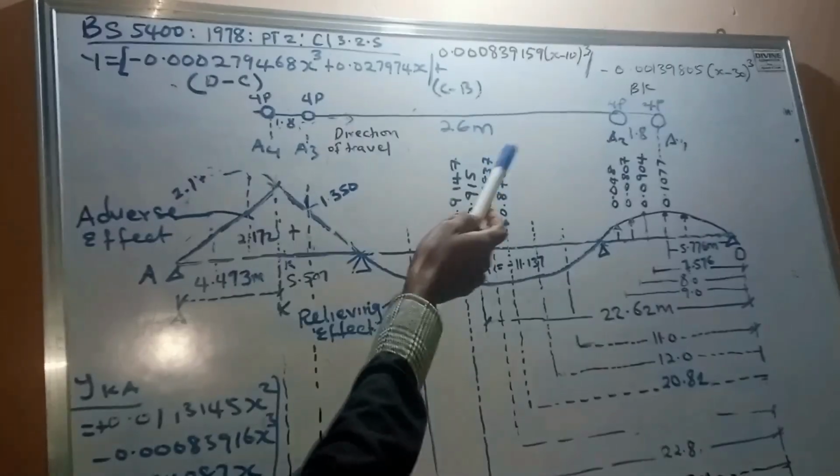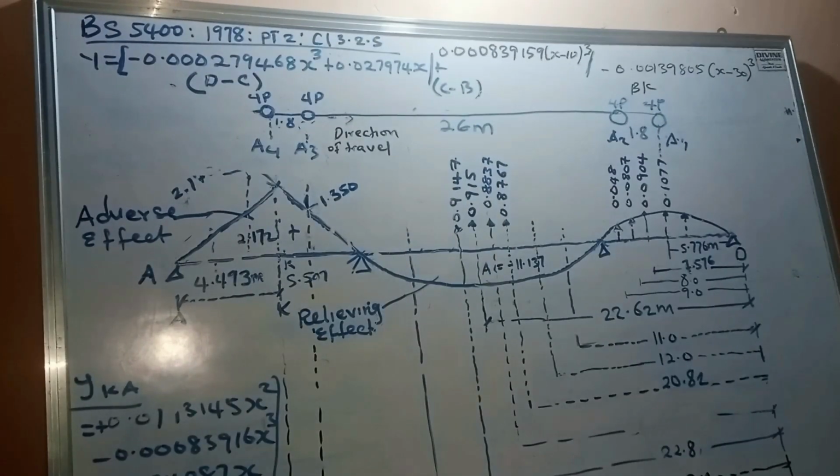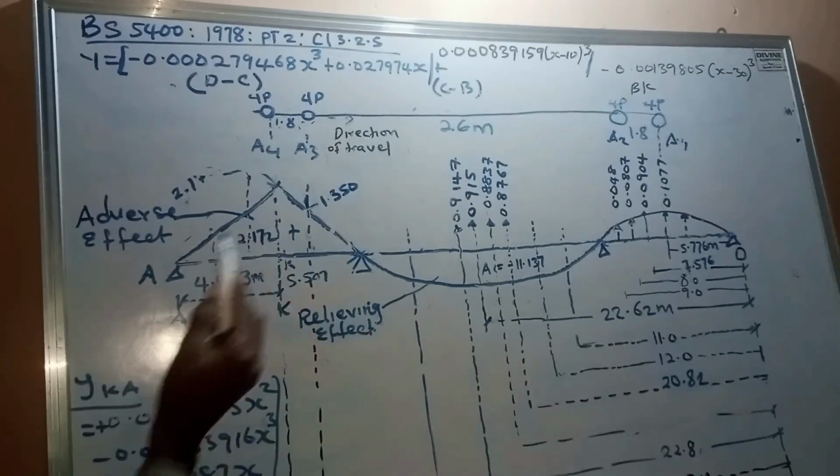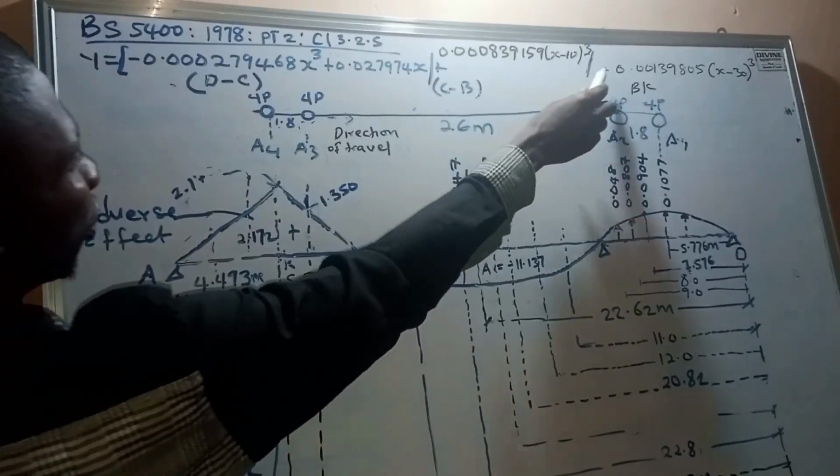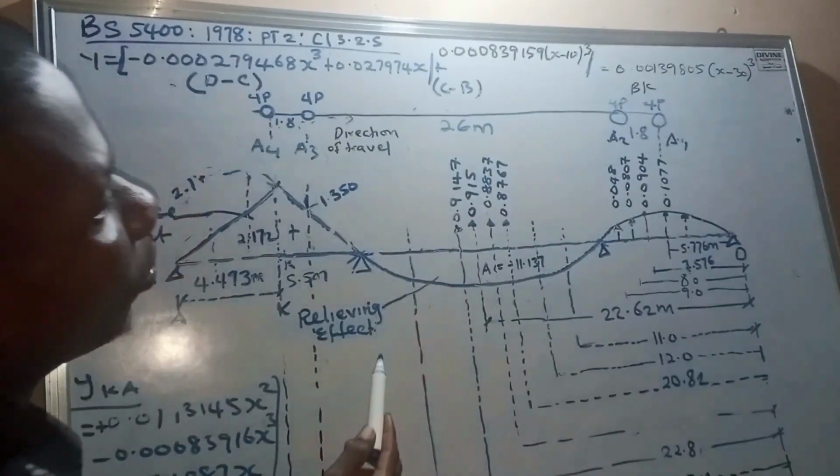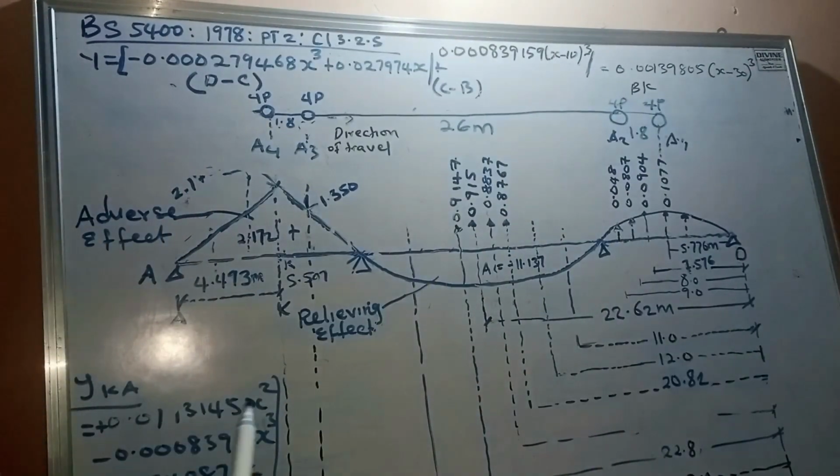Then the last part is BK, which is this short portion here. So we have the last expression, which is negative 0.0013985 open bracket x minus 30 all raised to the power 3.